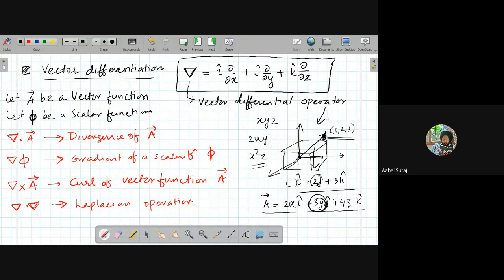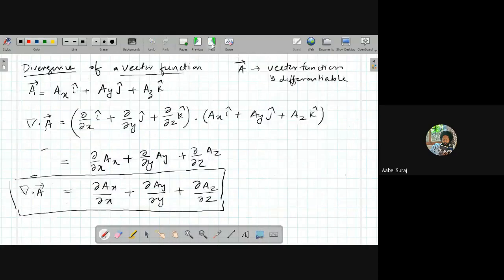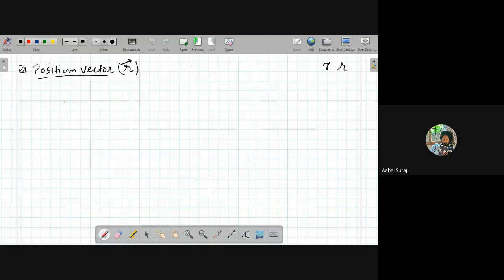If you want to define a position in a 3-dimensional Cartesian coordinate system, you use the position vector, right? So what is the notation of position vector R? Position vector R is nothing but R is equal to xi plus yj plus zk. So this is the position vector R.